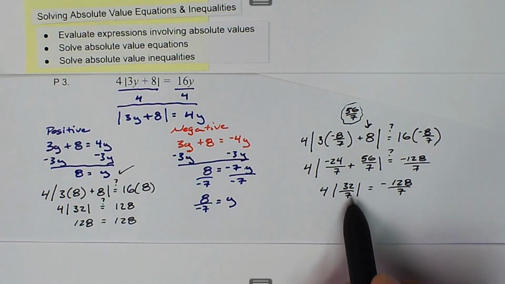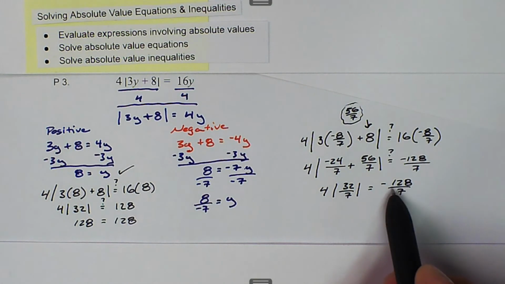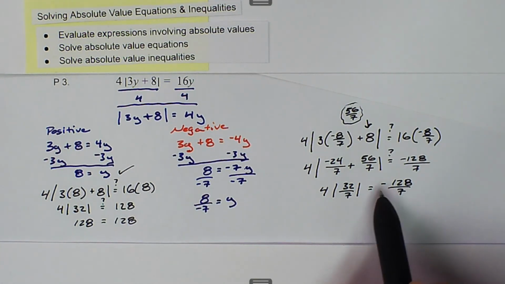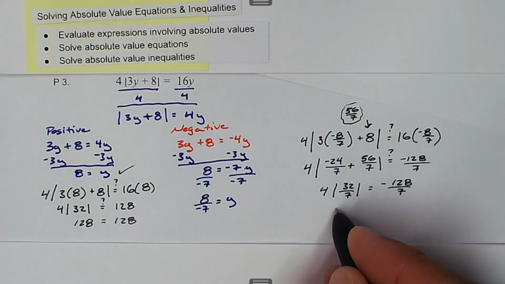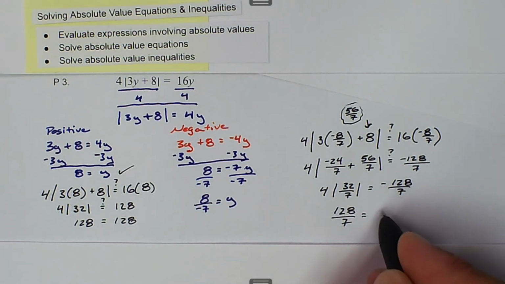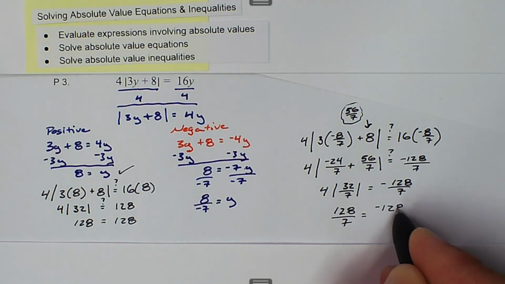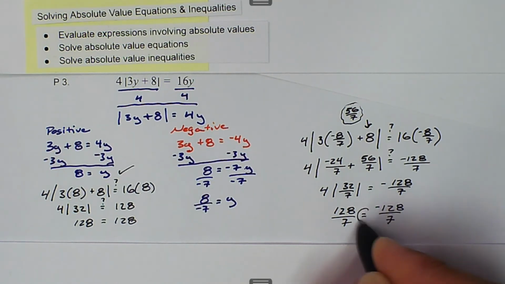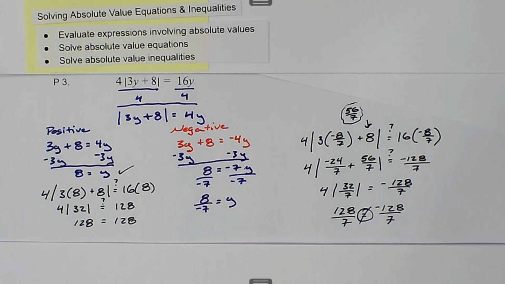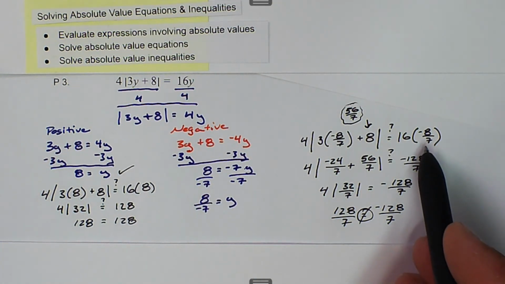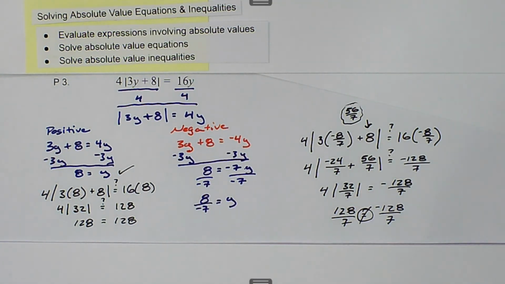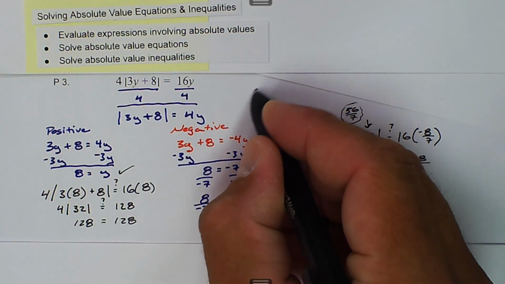Absolute value of 32 over 7 is positive. At this point, we could say a positive times a positive is positive, so there's no way it can be negative. But we can just check it real quick. 4 times 32 is 128 over 7. And so this is not equal to the right side. So negative 8 over 7 is not a solution. So the only solution set for this one is just y is equal to 8.